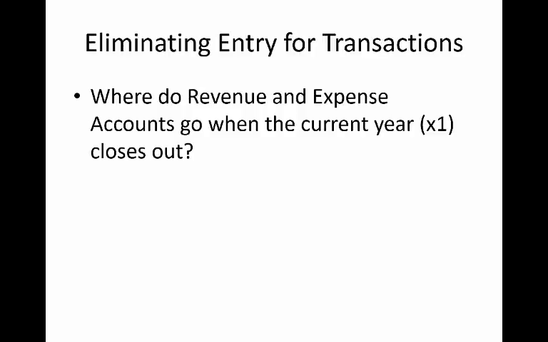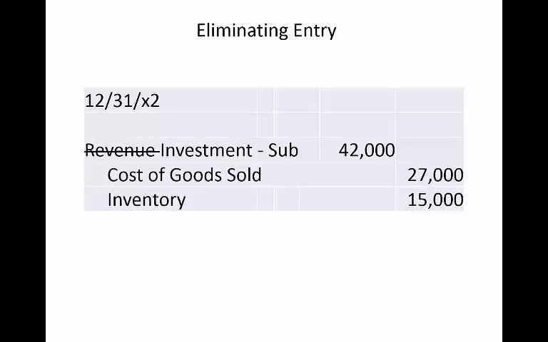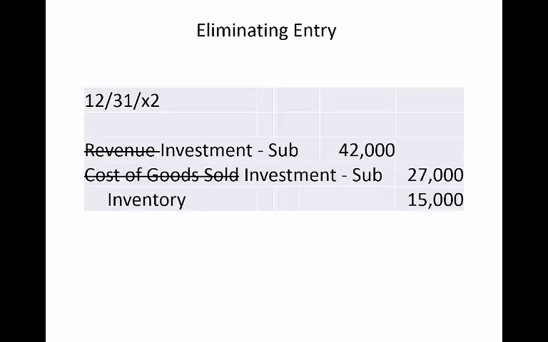That is correct. But in our case, since we're dealing with a transaction between the parent and the sub, we're going to run these revenue and expense accounts not in retained earnings, but in the investment subsidiary account. This investment subsidiary account is like a retained earnings account for the investment. So we're going to change our entry a little bit, and any revenue and expense account that we have in the second year, we will strike through it and put investment sub. We will do the same thing for cost of goods sold.